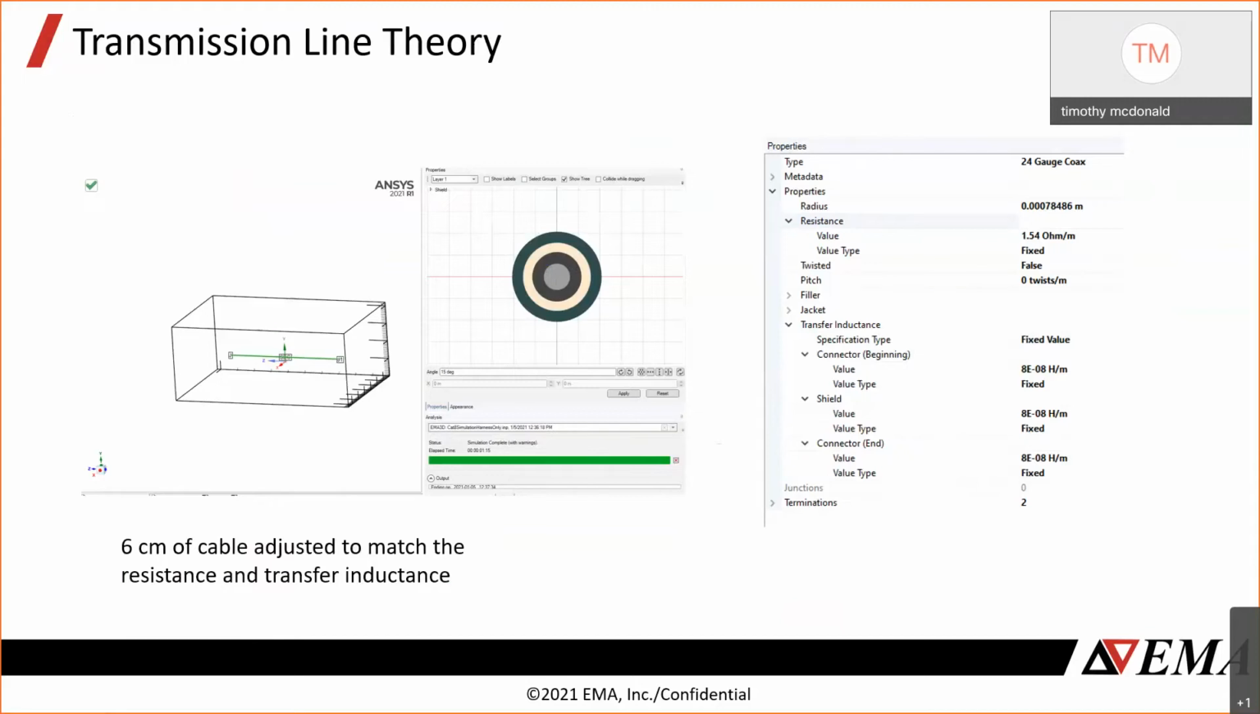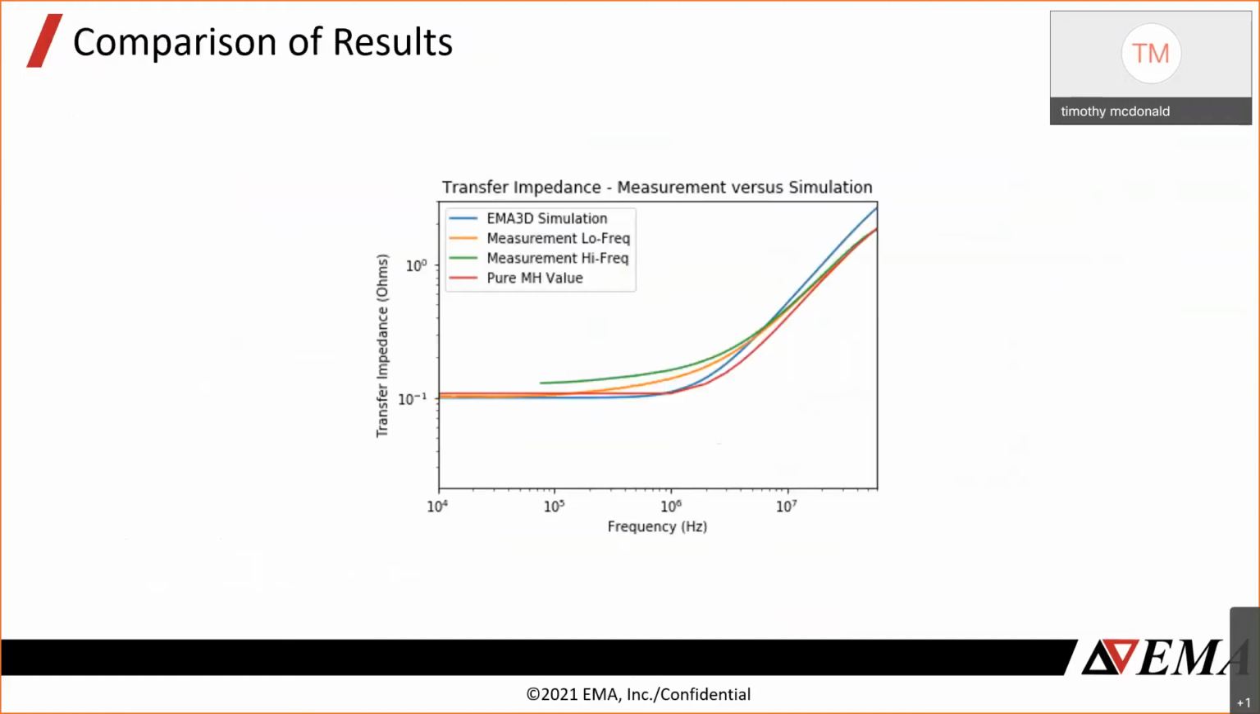Once we have modeled it full wave once or measured it in a transfer impedance fixture, we can use that value going forward. And so that will simplify our process. Measure once or model full wave once, and then use it in transmission line theory many times. And you can see the cross comparison of the results. The blue is the full wave simulation. The red is the transmission line theory simulation. And then the yellow and green are the measurement across two bands.